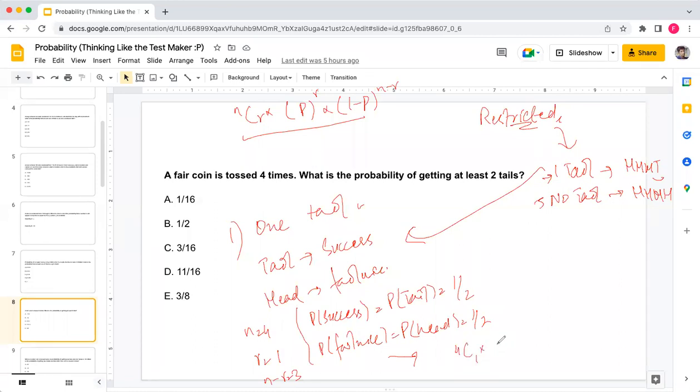4C1 into 1 by 2 power 1 into 1 by 2 power 3. So that will be 4 divided by 2 power 4, which is 4 by 16. This is the first scenario in which we are having only one tail, right? Should I move forward to the other scenario in which we have no tail?